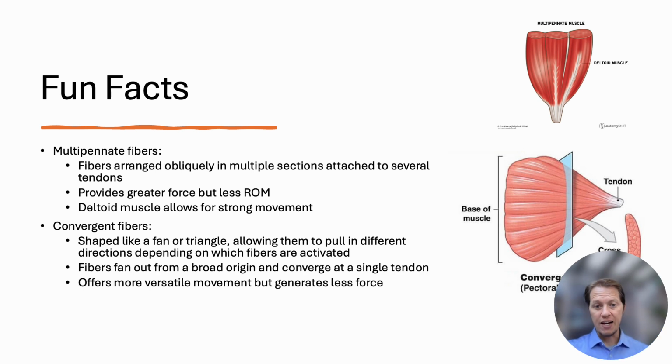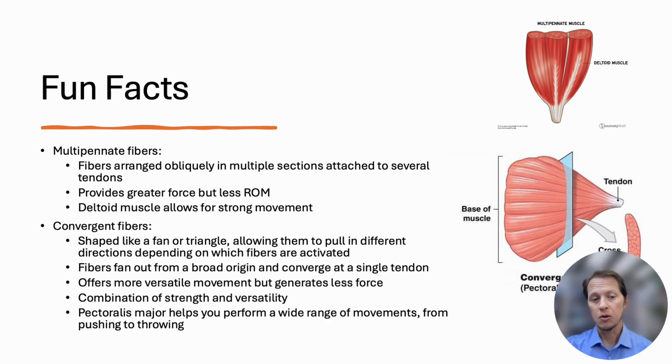Convergent fibers fan out and then converge very focally, in one spot, and therefore it doesn't generate as much force because it's all focalized. That big, wide, convergent muscle converging right into a single tendon compared to the multipennate. But it's a nice mix. It is a pennate fiber, so it's better than parallel or fusiform.